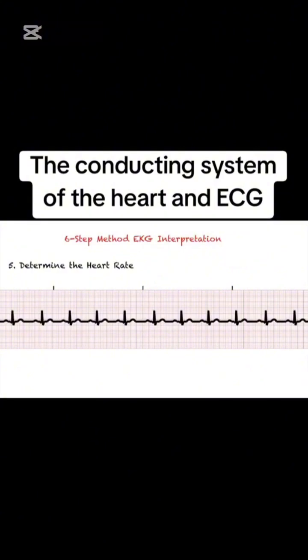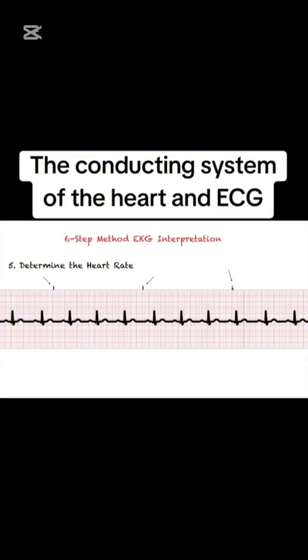Fifth step is when we identify our heart rate. Now, before we calculate our heart rate, it is very important for us to know that our EKG is a 6-second strip. And the way we will know this is when we find these 3 lines right over here. If you see these lines, this means that from the first line up to the 3rd line, that would be your 6-second strip.